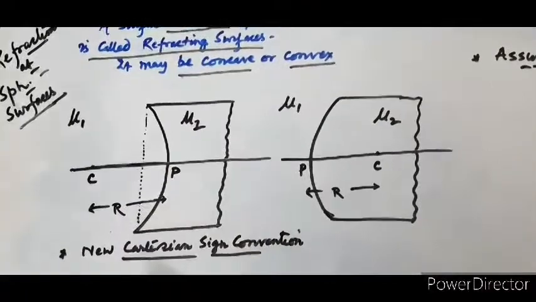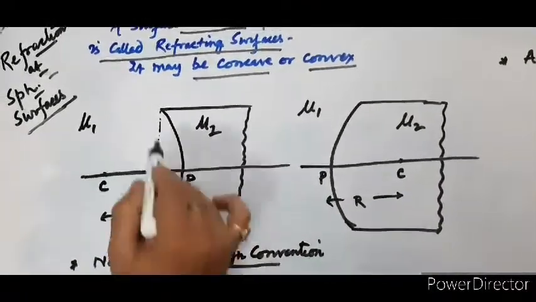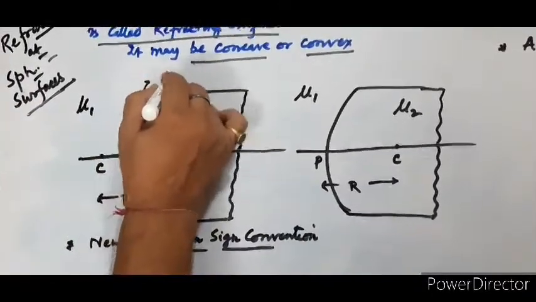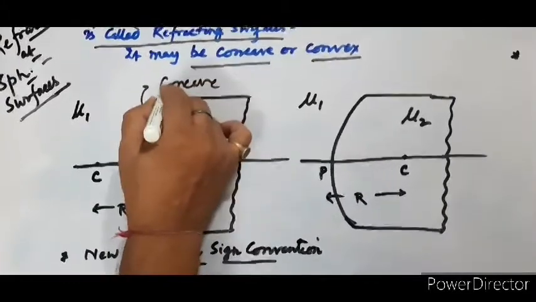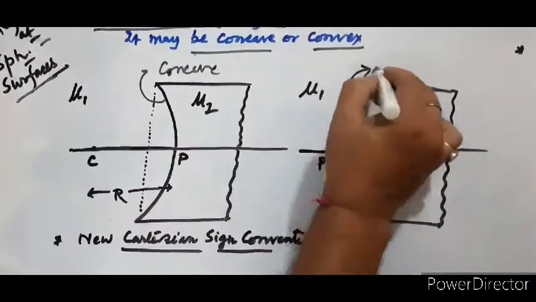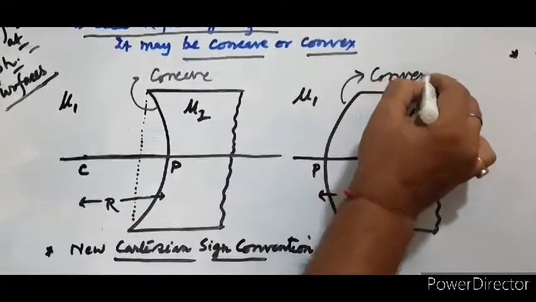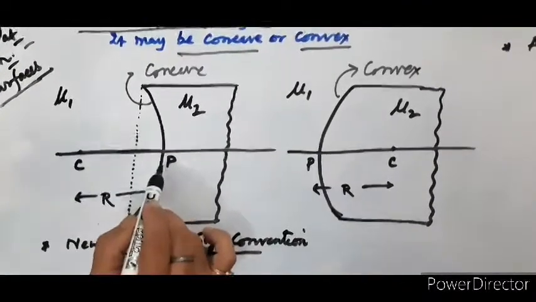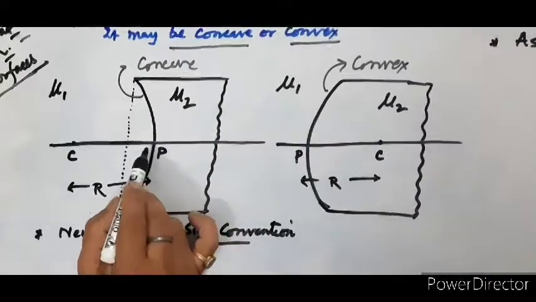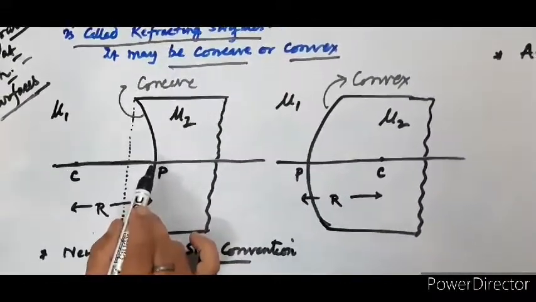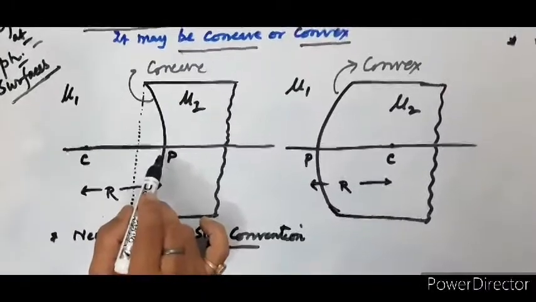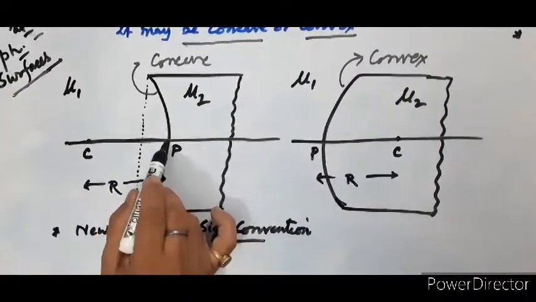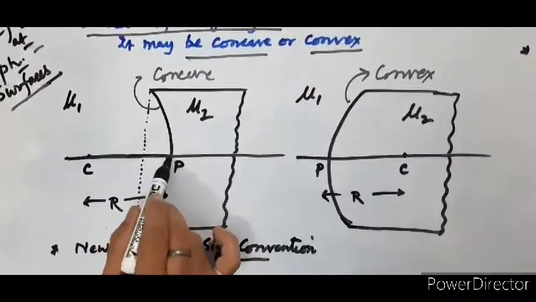Now I have drawn the diagram. This is the concave surface, the concave spherical surface. And this is your convex spherical surface. The different points you should remember: P is the pole of the refracting surface, that you know earlier also in class 10. The pole is the midpoint of the spherical refracting surface.